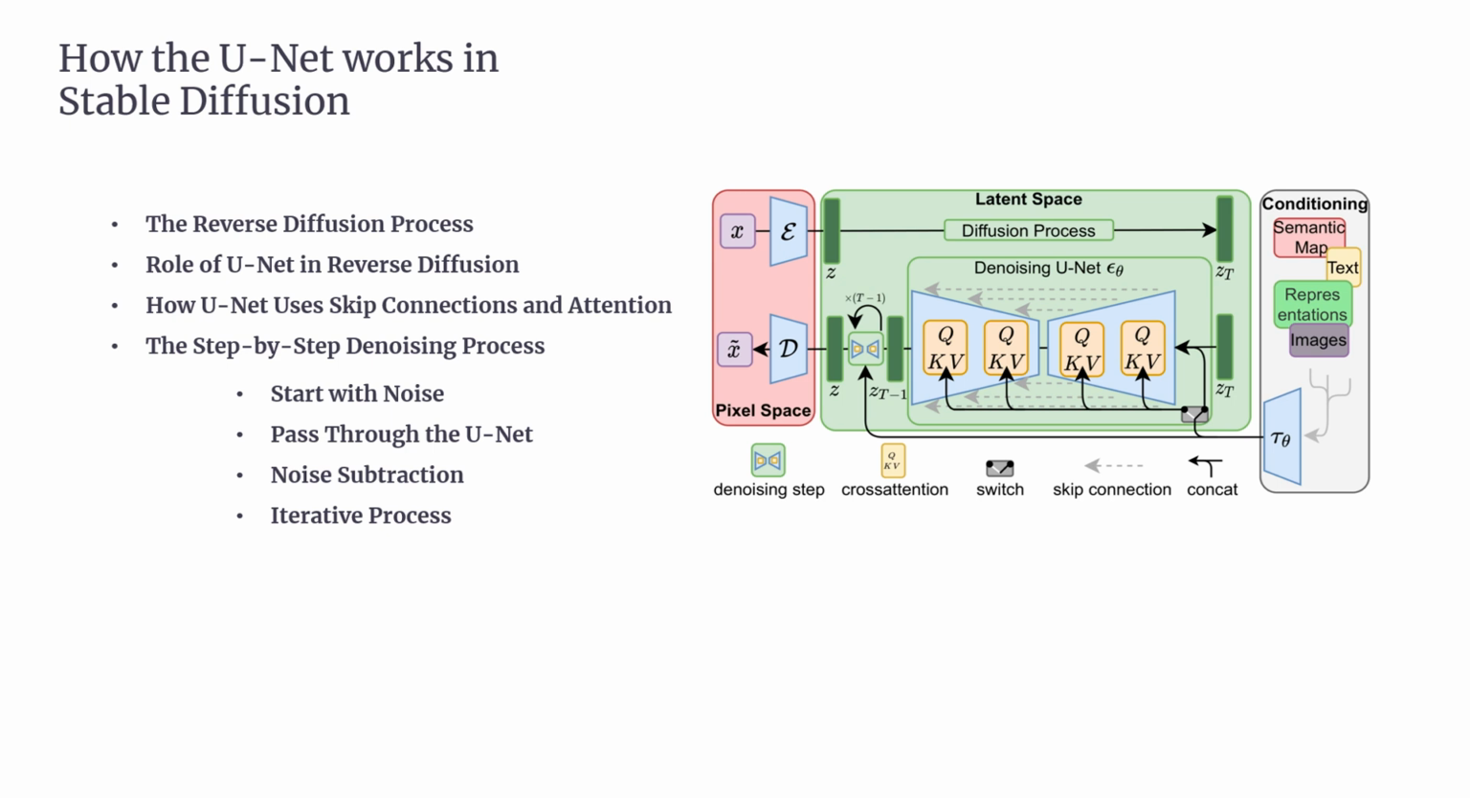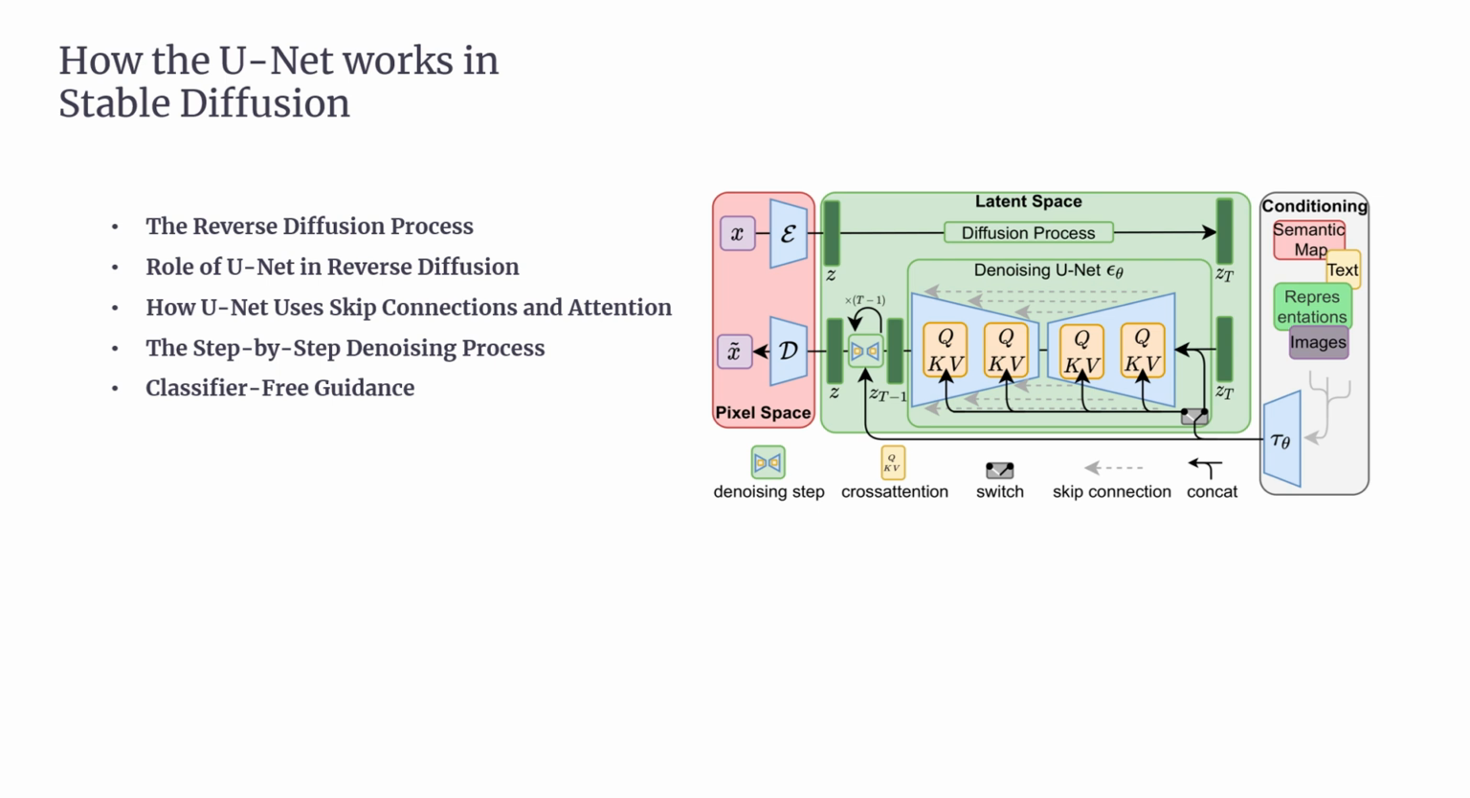The fifth, classifier-free guidance. When we talk about classifier-free guidance, the U-net plays an even more important role. In this process, the U-net uses both the noisy image and the guidance signal from the text encoder to steer the generation process.